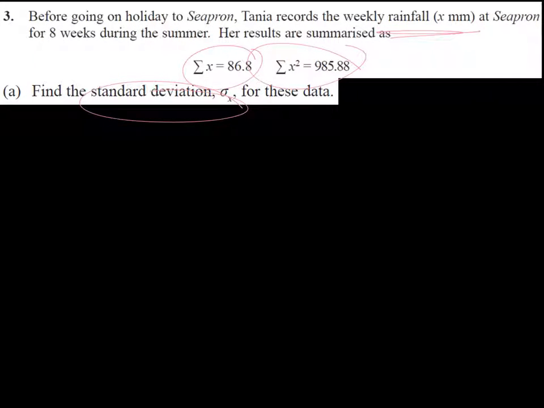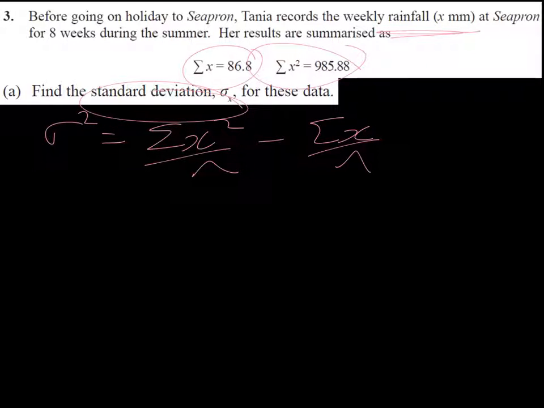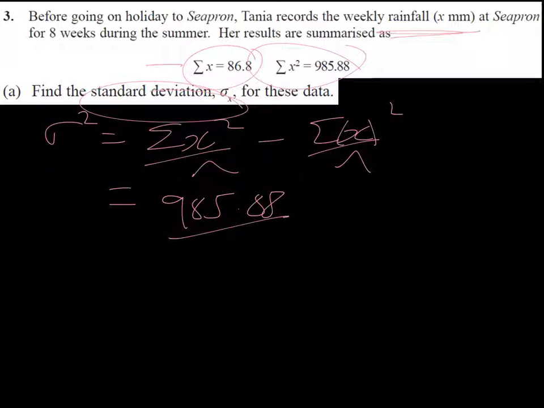The standard deviation is the square root of the variance, so we can start by working out the variance, which is the mean of the squares minus the square of the mean, and we can see that we've been given up here sigma x and sigma x squared, so if we just substitute that in, that's going to give us 985.88 divided by 8 minus 86.8 divided by 8 all squared.